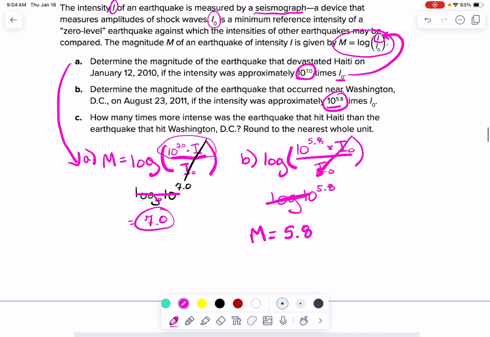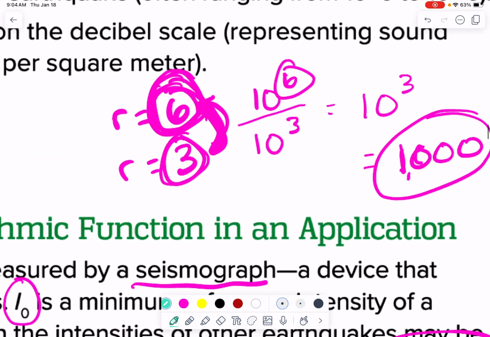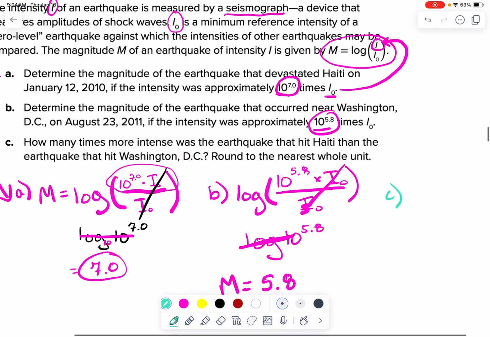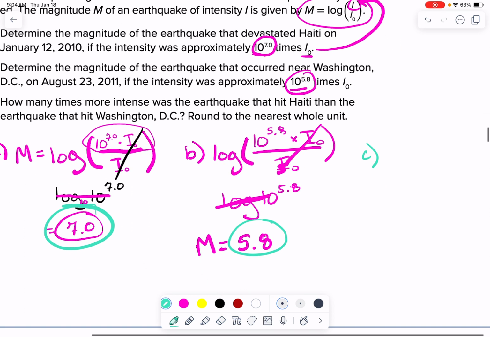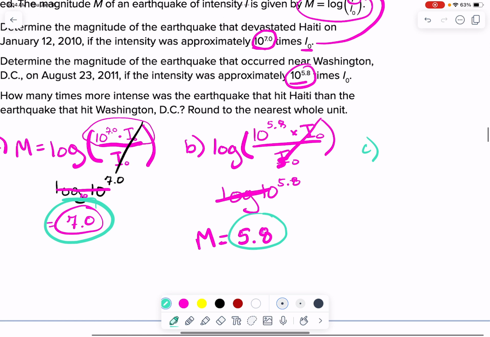Now part C asks something just a touch different. I'll use a different color. How many times more intense, this goes back to the example that I had up here, how many times more intense was this earthquake than this one, right? So one of them was a 7, one of them is a 5.8, and you're like, do I just subtract those numbers, or do I just divide those numbers, or what do I do, right? Okay, so the first one was 10 to the 7.0, and I want to find how many times more intense it was, so I'm going to divide those. 10 to the 5.8 power, okay?